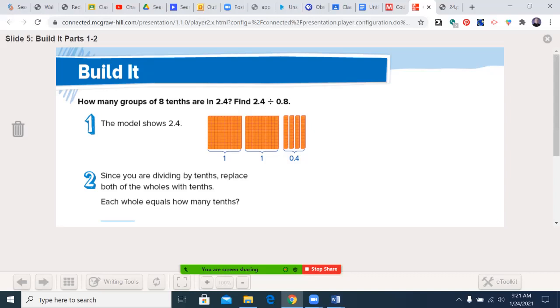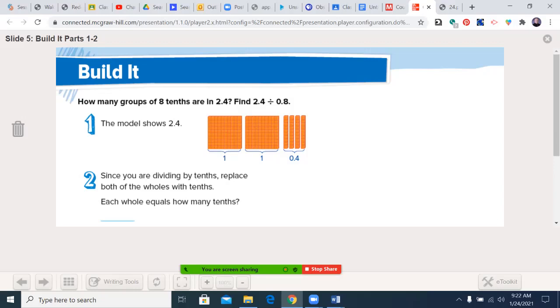How many groups of 8/10 are in 2.4? And this is not unfamiliar to you at this point. We start with a model showing 2.4. A square represents 1, whereas when we did whole numbers, it was 100. This is a 1 now. And then we have another one, 2. And then my 4/10, and the long pieces that we looked at as 10 as whole numbers are tenths as decimals. We have 1, 2, 3, and 4/10. Since we were dividing by tenths, 0.8, we have to replace both of the wholes with tenths.